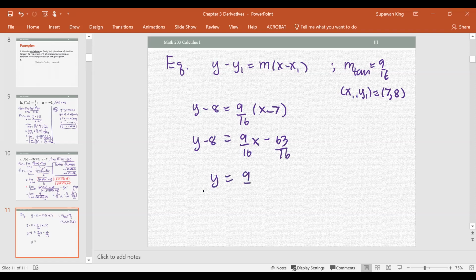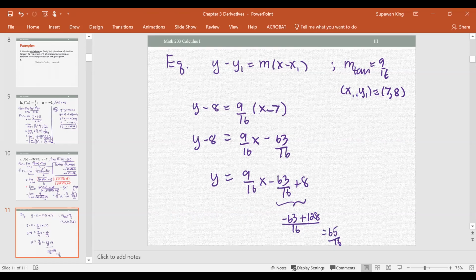So y equals 9 over 16x minus 63 over 16 plus 8. And these two numbers have a common denominator 16: negative 63 plus 128, divided by 16, which gives us 65 over 16. Therefore, the equation of the tangent line is y equals 9 over 16x plus 65 divided by 16.